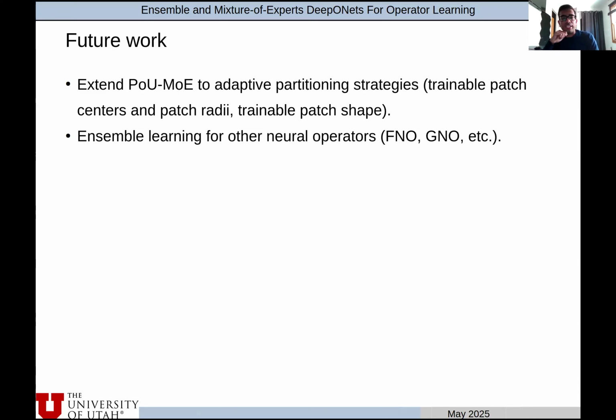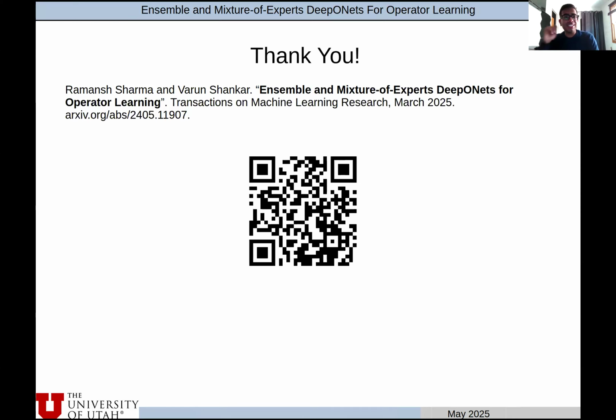We're thinking about expanding the ensemble learning strategy to other neural operators like FNOs or graph neural operators. For FNOs, we have an idea on how to do it, but we would have to think about how to do it with other neural operators. But anything that can be viewed as a set of basis functions can be decomposed into local and global modes spatially. And with that, thank you so much.